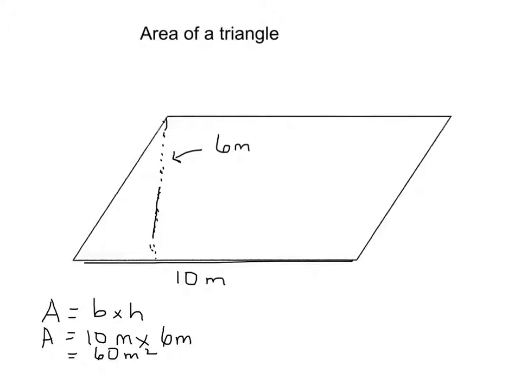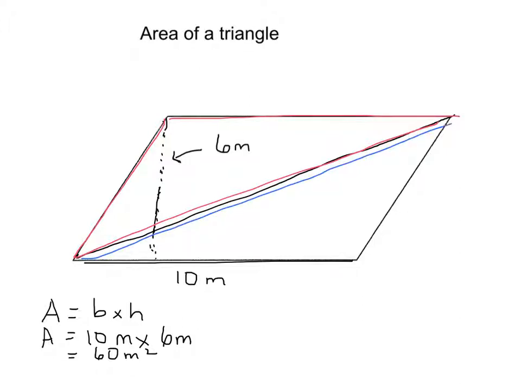Now, today we found out in class that a parallelogram is actually two triangles put together. And there's the other triangle. So I want us to try and think, if the area of a parallelogram is base times height, how do you figure out half of that? Because half of that would be a triangle.